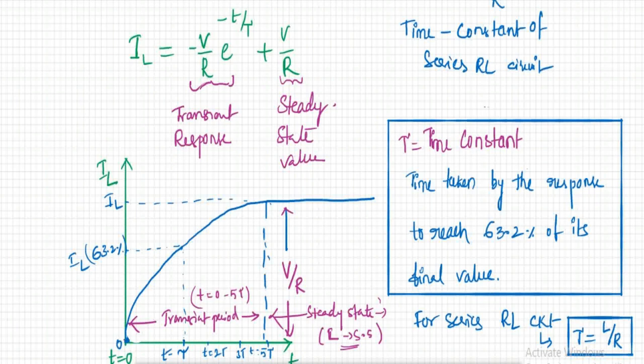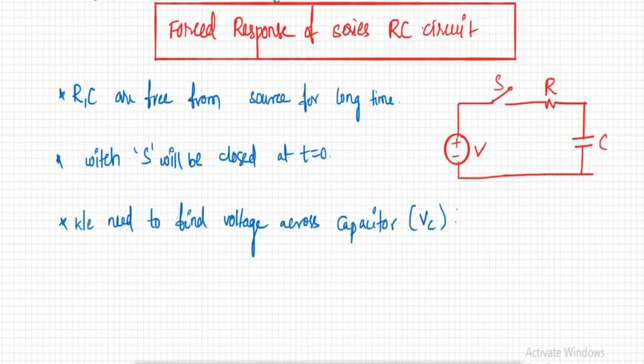Now let us see the forced response for the RC series circuit. Okay, now let us see the forced response of the series RC circuit. Here we have a circuit with R and C connected in series and connected to a voltage source through a switch S. R and C were free from source for a long time, so there is no voltage across the capacitor. When switch S is closed at t is equal to 0, we need to find the voltage across this capacitor during transient and steady state.